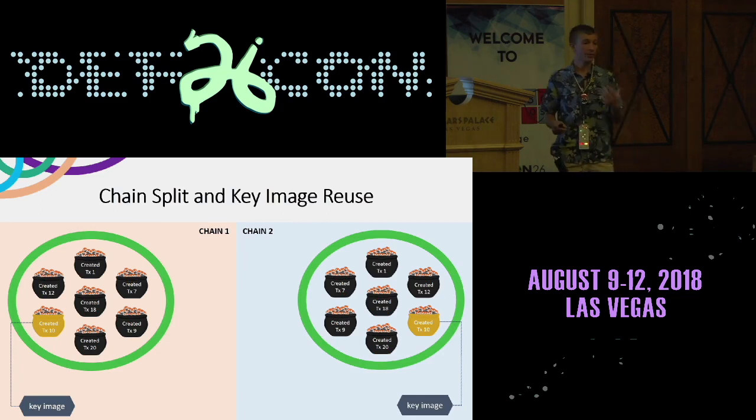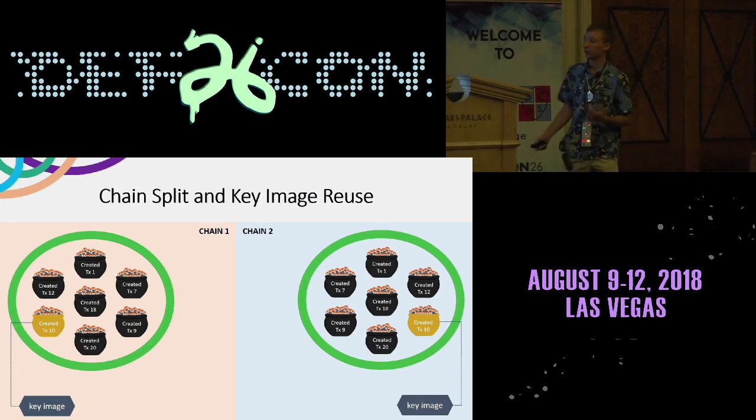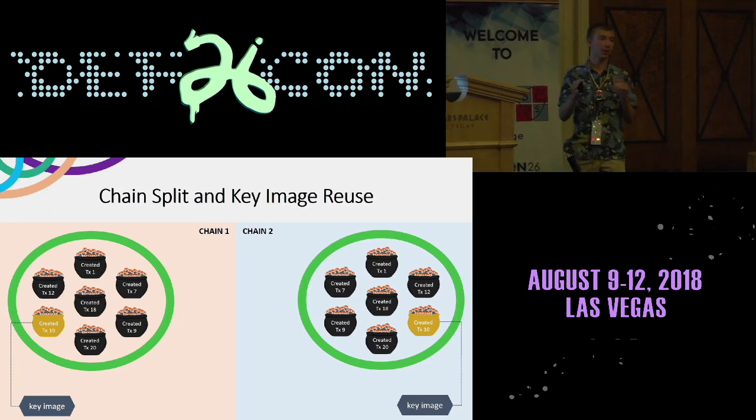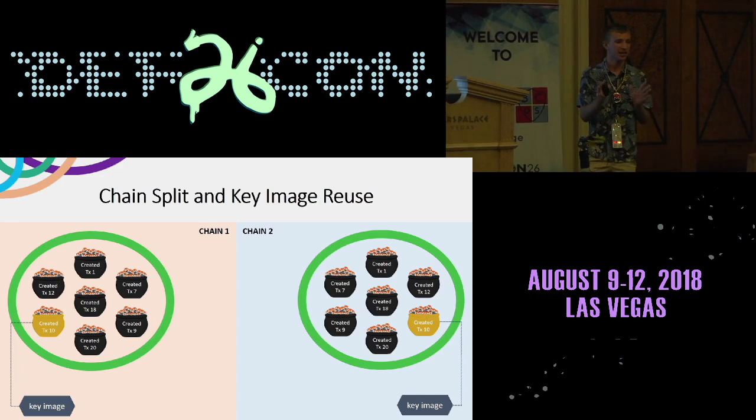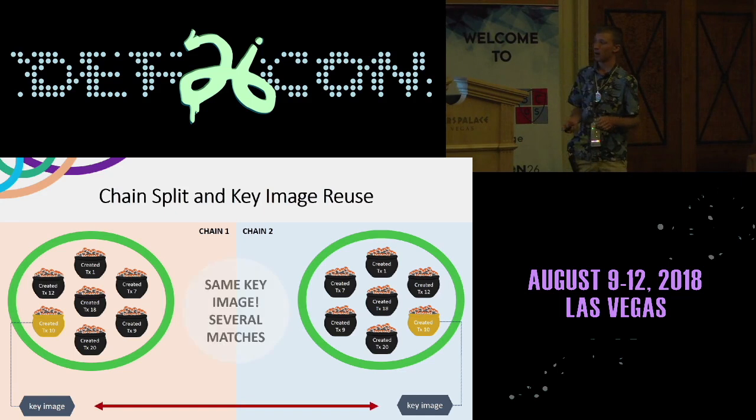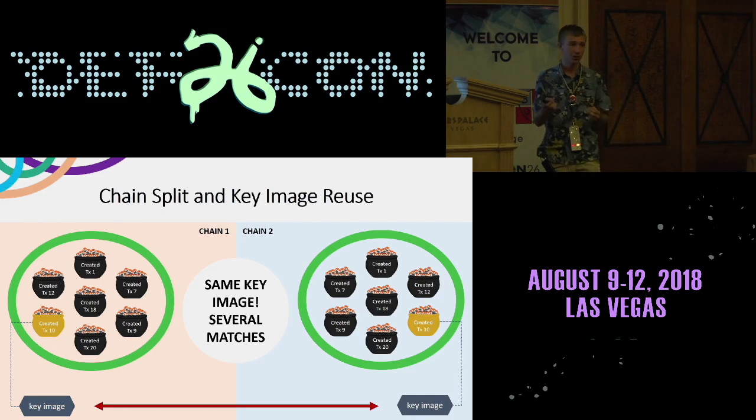you use a tool that has been developed in the meantime, after we realized this was a potential attack, you could create two transactions on both chains with the same exact ring signature for both. That way, you're able to compare the key images. The key images are the same, but there are several matches of these outputs. All of these outputs are potentially spent on both.